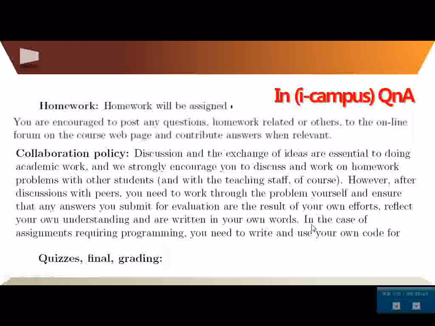Okay. In the case of assignments requiring programming, you can use the code that I will introduce to you, but you can make changes to it to make your own code for your own problems. And your grading will be based on your participation in the learning process, your homeworks, and the final exam, or maybe a final project.